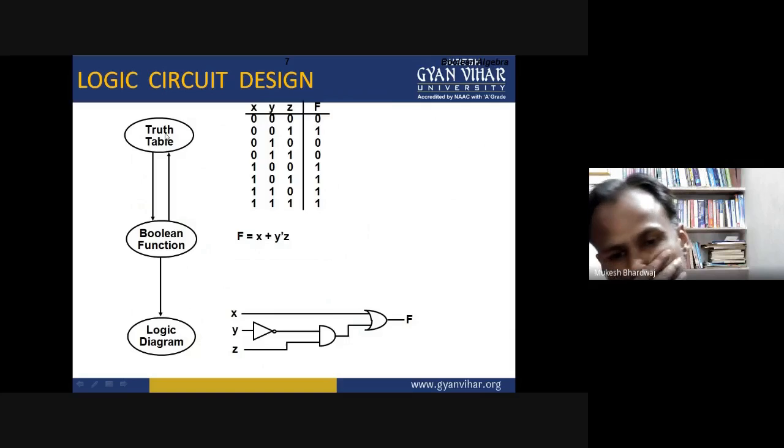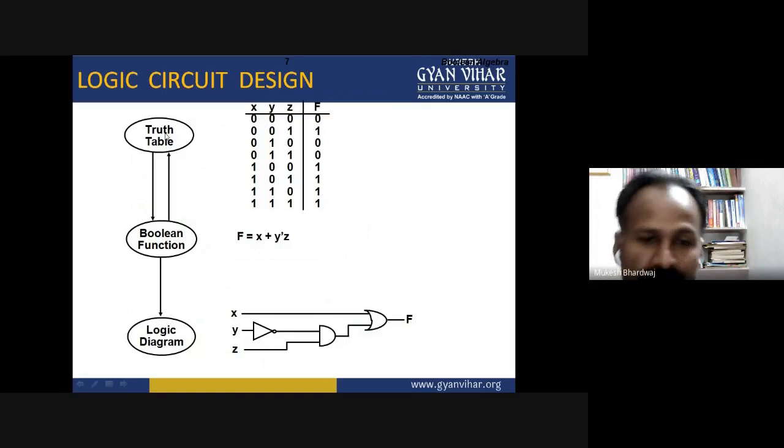So these are 3 variables. So 2 to the power 3, that is 8 combinations can be done. So 000, 001, 010, 011, 100, 101, 110, 111. So these are the expected, possible inputs, and the output comes out depending upon the final combination.